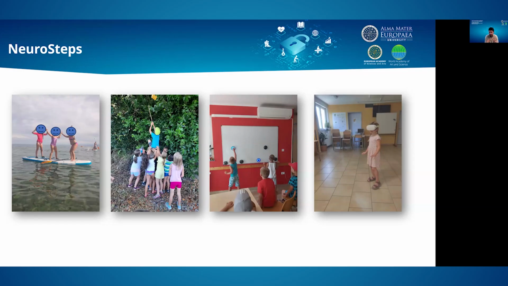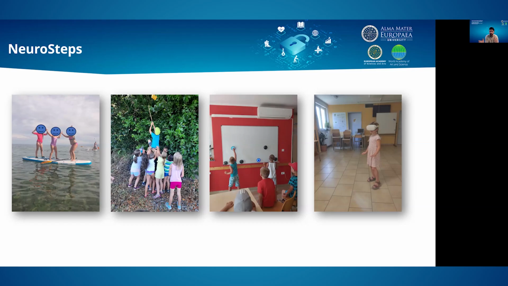So on this slide, you can see some of the examples of our activities. So in the first photo, the children during our sport camp are standing on an unstable surface. In this case, it's the SUP board. And they're actually performing different cognitive tasks.